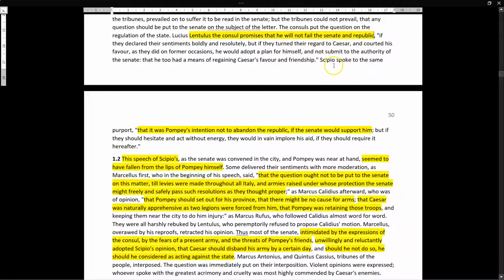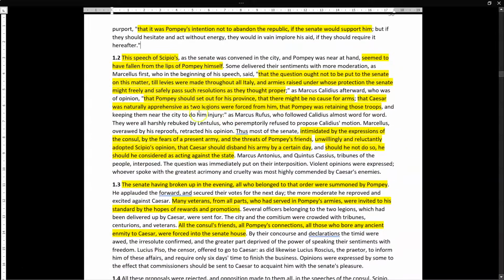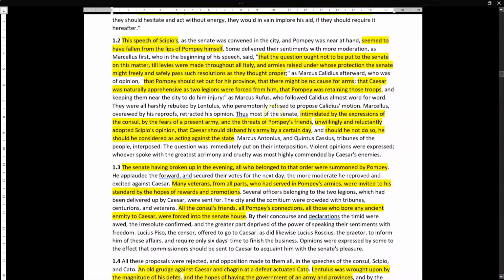Then Scipio speaks and says it's Pompey's intention not to abandon the Republic if the Senate would support him. So if it's Lentulus's fault, we also have Scipio's actions causing problems, and Pompey was also unwilling to compromise in this particular situation. This speech of Scipio seemed to have fallen from the lips of Pompey himself. So clearly Caesar is blaming Pompey and Scipio and Lentulus for the situation. It's not Caesar's fault.